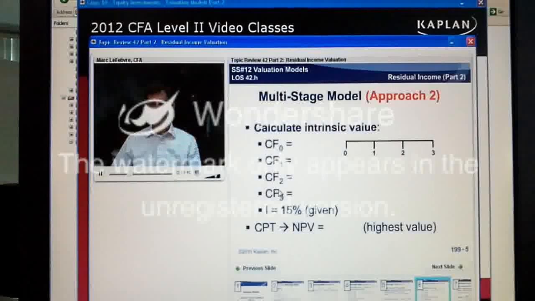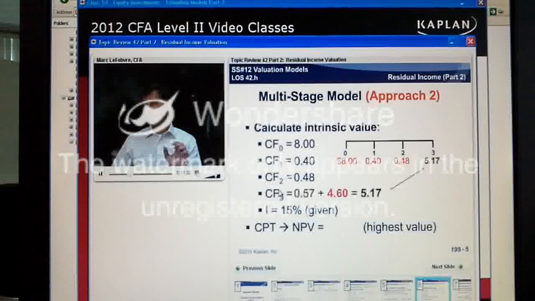Remember, the cash flow in time period 0 is that $8. Cash flow in year 1 is 40 cents. Cash flow in year 2 is 48 cents. And year 3 should be the 57 cents from year 3 plus the 4.60 perpetuity value, to get a total of $5.17. Now we'll present value back $5.17 for 3 years at 15%, 48 cents for 2 years at 15%, 40 cents in year 1 at 15%, added to the $8. We don't present value that at all, and we get the highest value in each of the 4 scenarios that we're working through, $12.11.